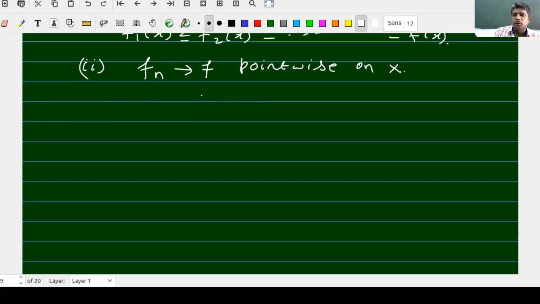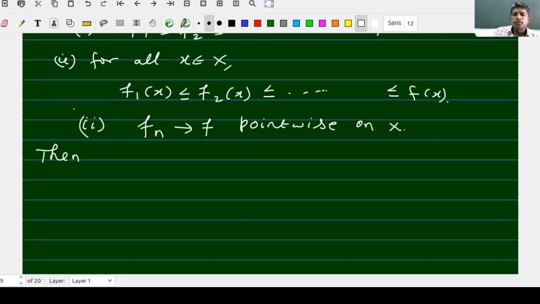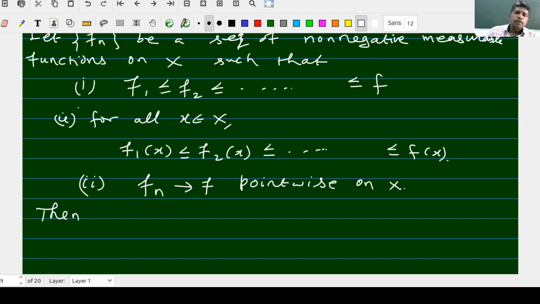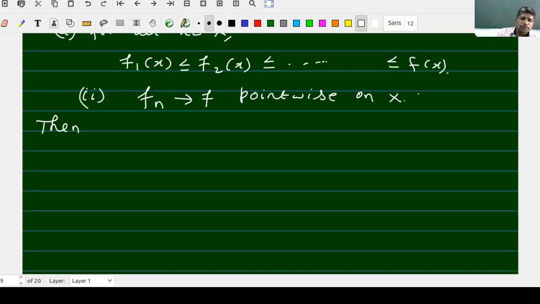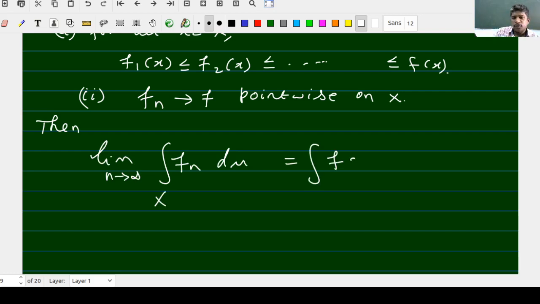Then the conclusion part is very important. We have studied that if a sequence of Riemann integrable functions converge to a limit uniformly, then integral fn converge to integral f. But here pointwise convergence with monotonicity is enough for the convergence. So the conclusion: integral over X of limit as n tends to infinity of fn d mu is the integral over X of f d mu.